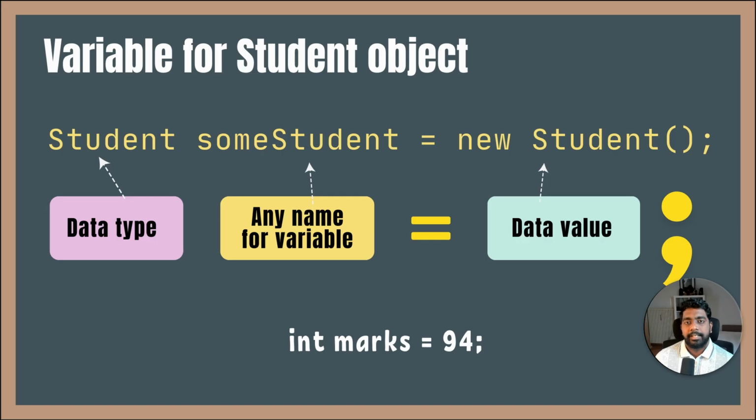Just like how we created variables, we can create variable types for objects. It is the similar pattern or the similar structure that we have followed. Starting with the type, in this case the data type, it's the class name. And the name for a variable, you can provide any name, followed by the equal sign, which is the assignment operator. And on the right hand side of the assignment operator, you have the value. In this case, it's an object. The new keyword creates an object out of the student class. And at the end, to denote the end of the statement, I use the semicolon.